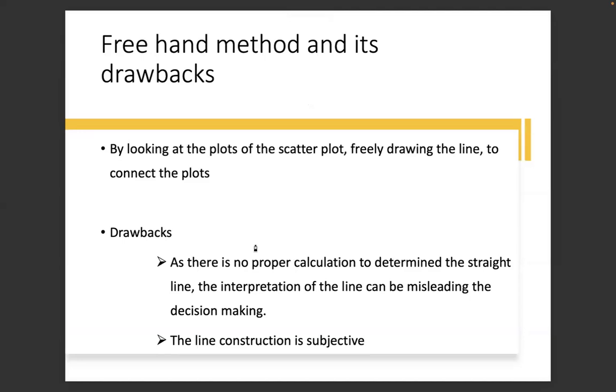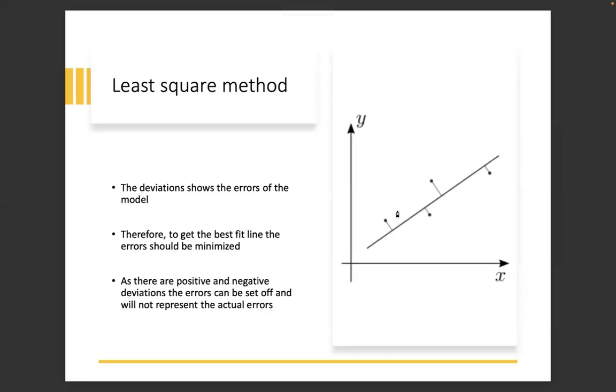They haven't mentioned the steps to draw. Yeah, for free hand draw, this would be this, and for this one, see. So you have to write deviations, and the deviation shows the errors of the model. Therefore, to get the best fit line, the errors should be minimized. Once you draw this line, you can calculate the respective errors. You should draw it like this, cutting through the middle.